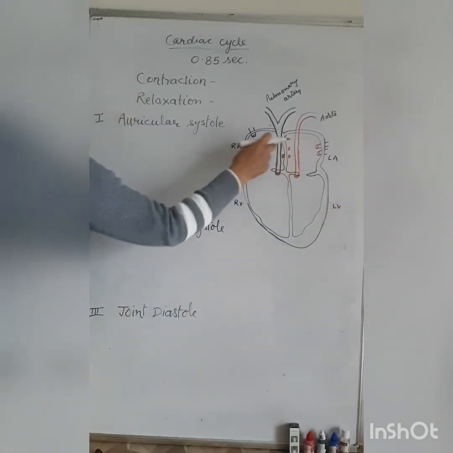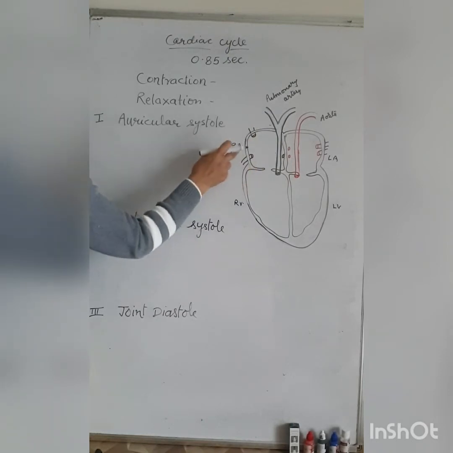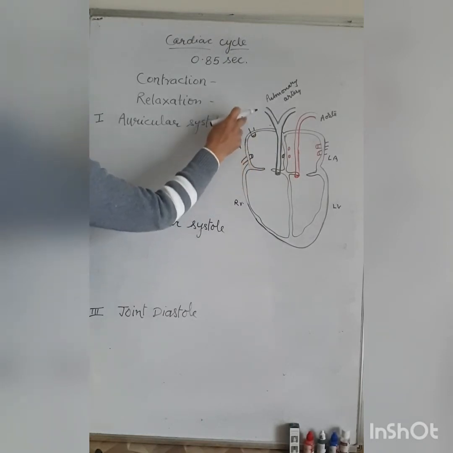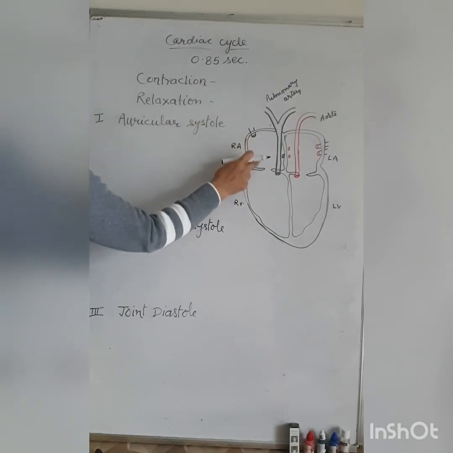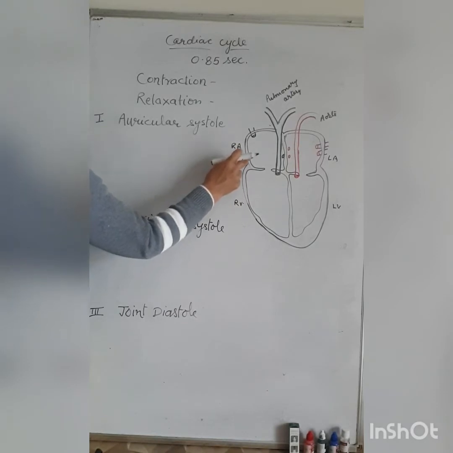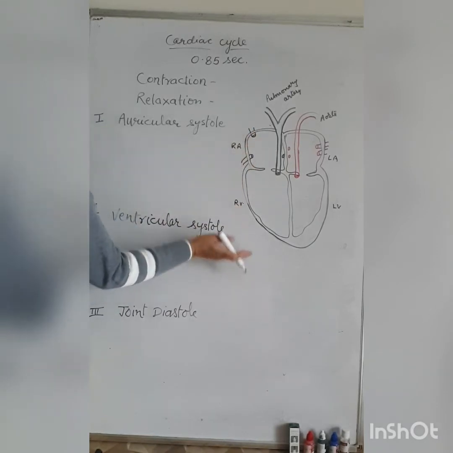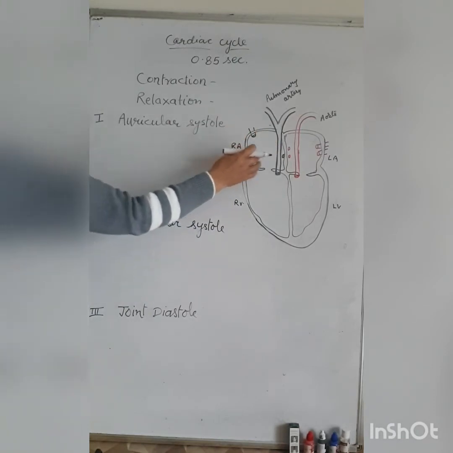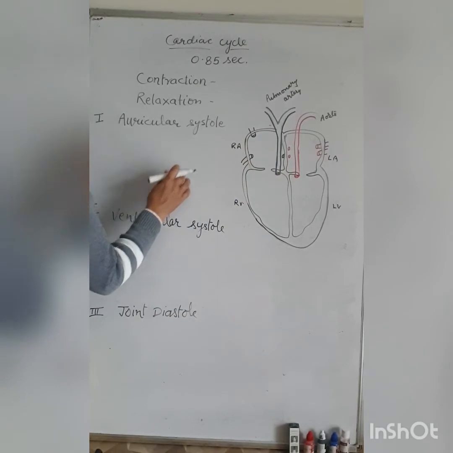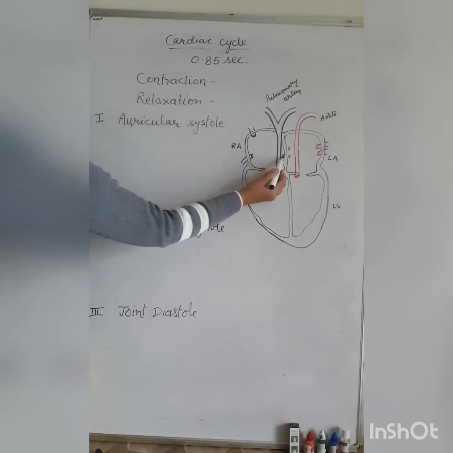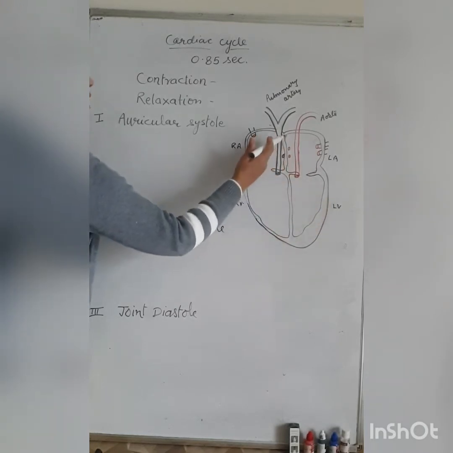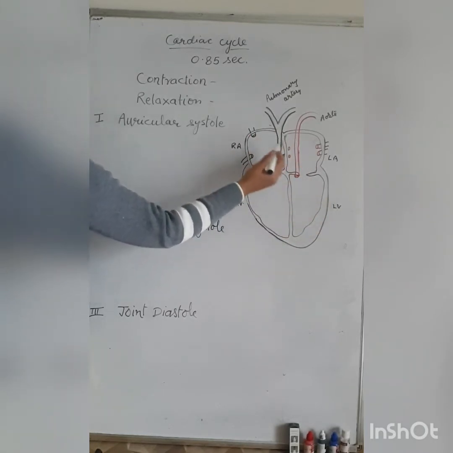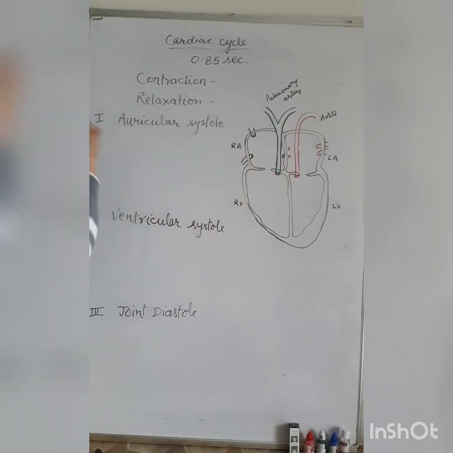The auricles are the receiving compartments. The right atrium receives the blood from the superior vena cava, from the upper parts of the body. The inferior vena cava receives the blood from the lower parts of the body. This is the deoxygenated blood that comes into the right atrium. And the coronary sinus, which we already discussed, also brings the deoxygenated blood from the heart muscles into the right atrium.